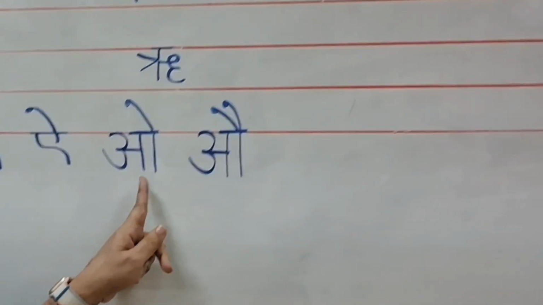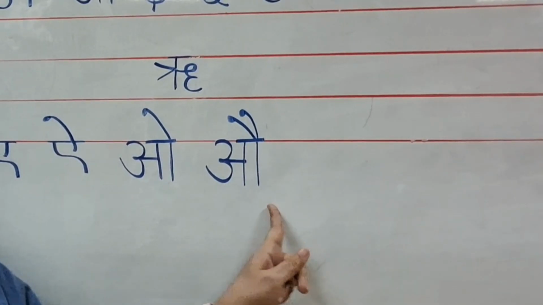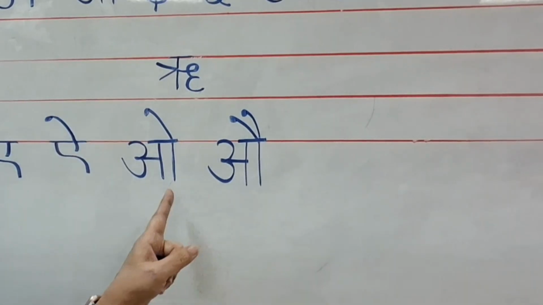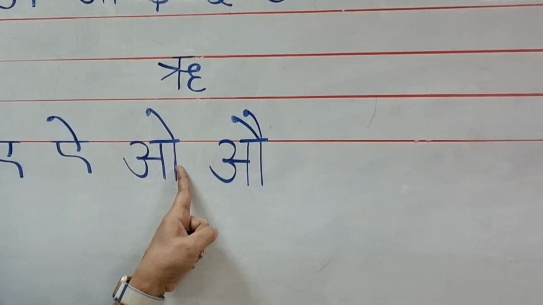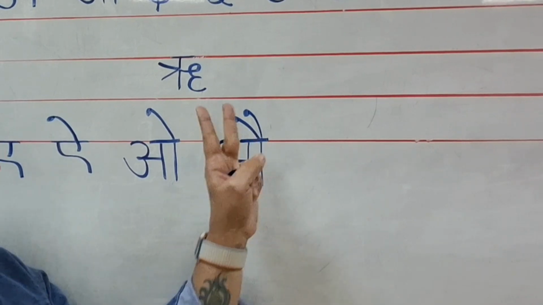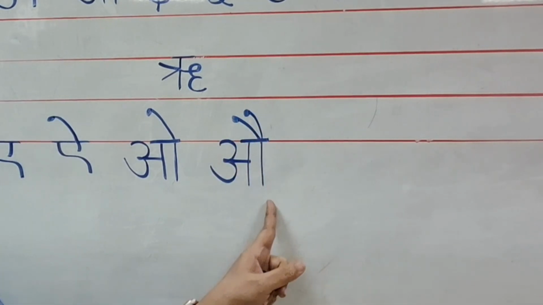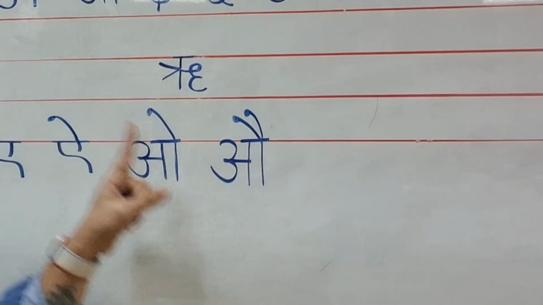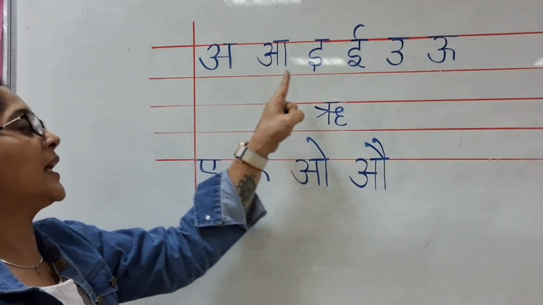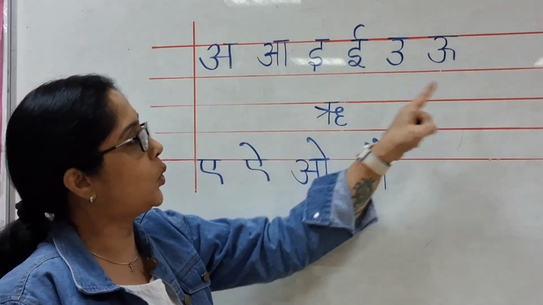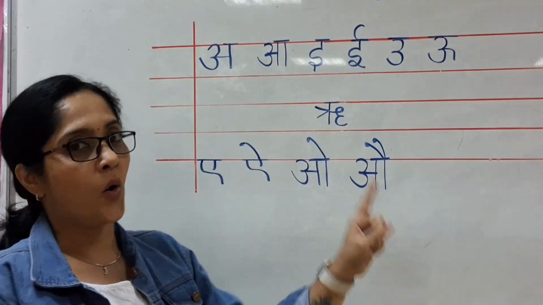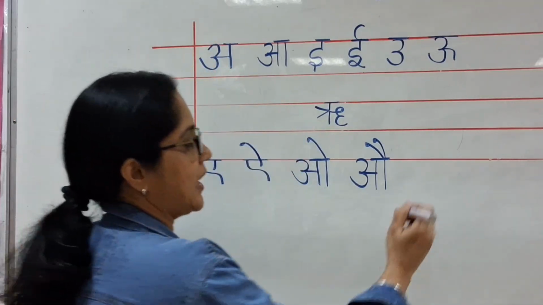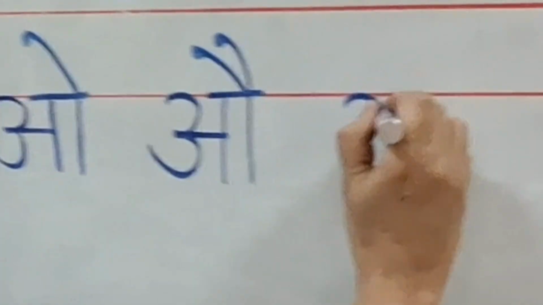What is the difference between Oakley and Aurat? Here there is only one tail starting from the second standing line, whereas here there are 2 tails starting from the second standing line. So now we finish a, e, u, ri, e, o, ow. Only 2 more swar left. And what are they?